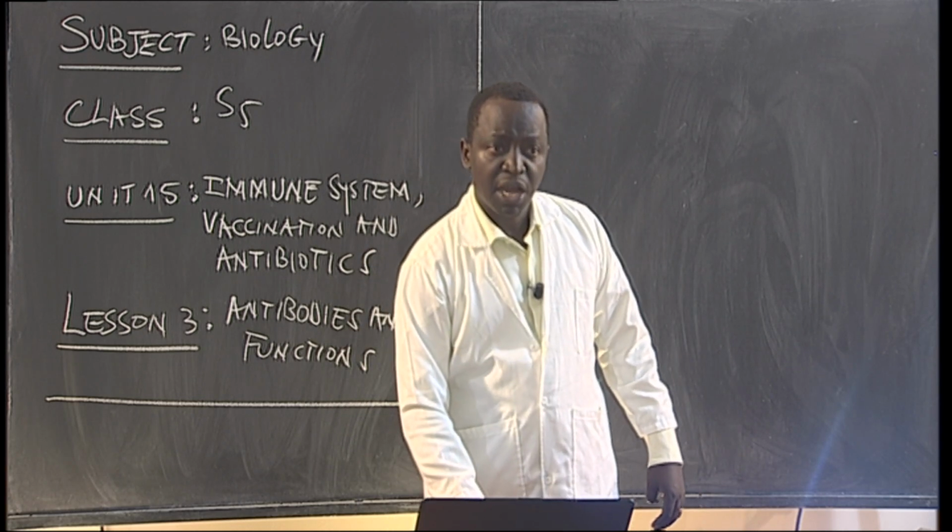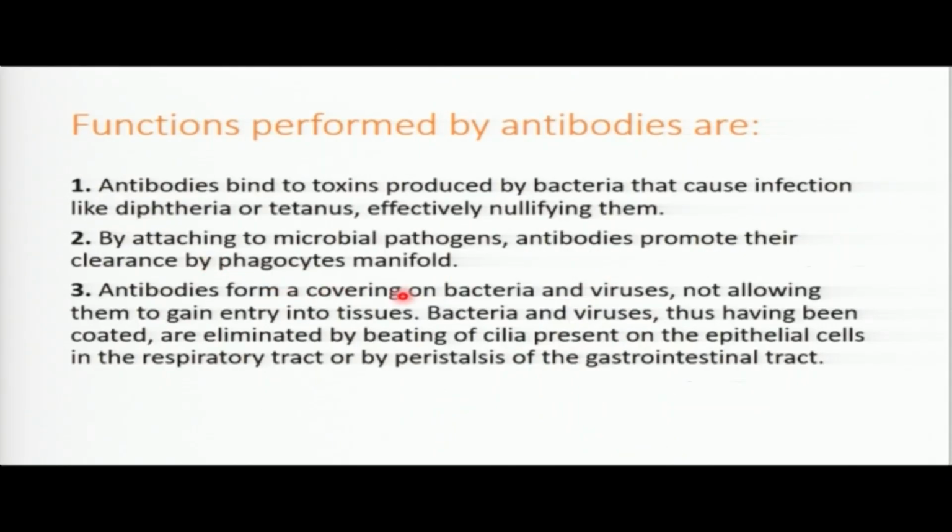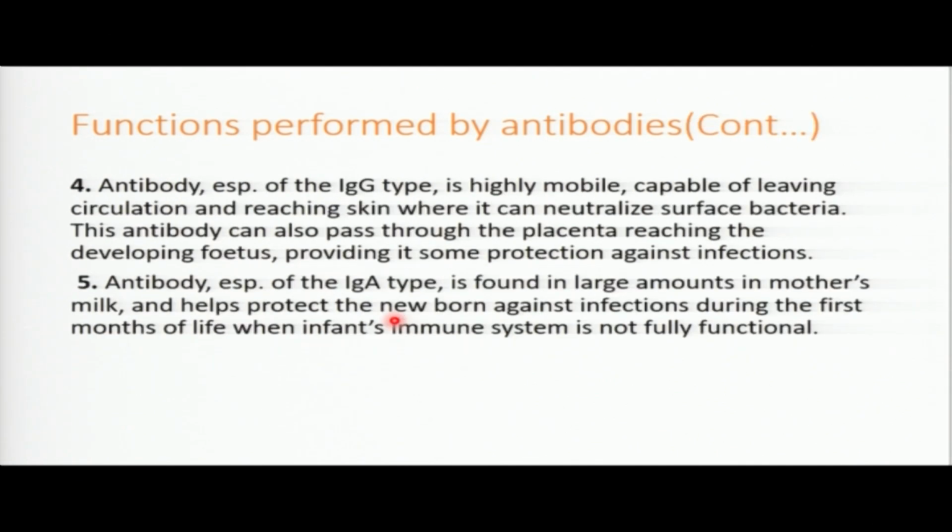Number three, antibodies form a covering on bacteria and viruses. They cover them, so they are not allowed to gain entry into the tissues. You see? Antibodies make a cover on the virus and bacteria so that they cannot get into our tissues. If they are covered, they are not allowed now to get into the body. You see how antibodies are working? Nice.